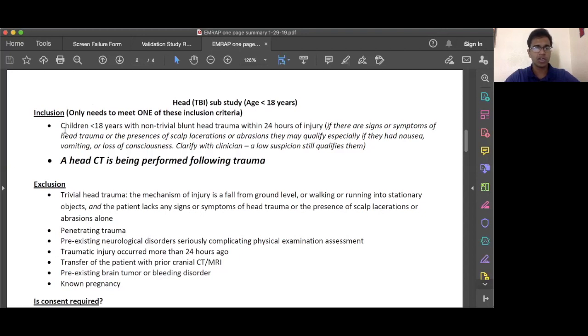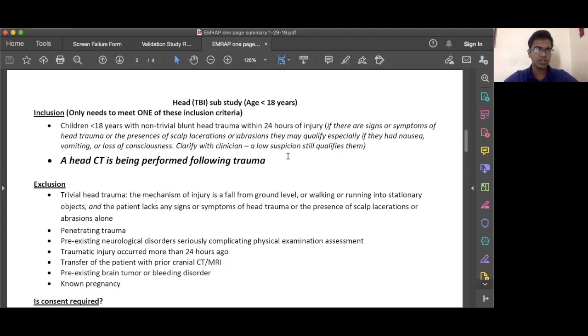The first one is if they've had a non-trivial blunt head trauma, and that also includes any signs or symptoms of head trauma, or the presence of scalp lacerations or abrasions, especially if they've had nausea, vomiting, or loss of consciousness. That's something we want to double check with the attending. Even if there's a low suspicion, they might still qualify for the study.